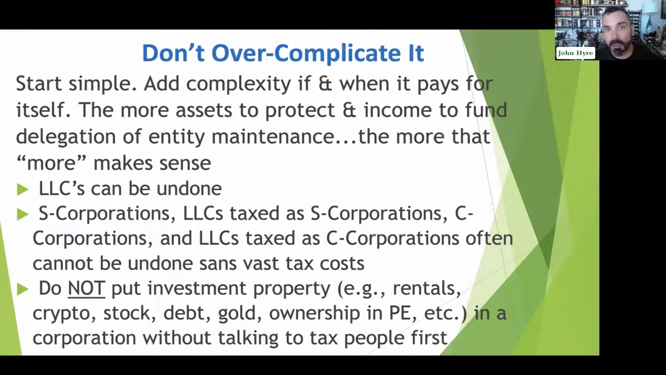This is really important though. Once you put assets into a corporation, you probably cannot get them out. Let me repeat that, super important. Once you put assets into a corporation, and especially investment property, take a look at the bottom: rentals, crypto, stock, debt that you own, not that is owed by you, gold, ownership, and private equity. Once you put any of that, those are classic investment assets, into a corporation, whether it's an S Corp or a C Corp, you're probably stuck with it.